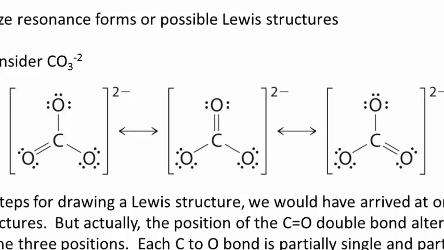And remember, we had to take a non-bonded pair down and convert it to a pi bond in order to satisfy the octet rule for the central carbon. Remember that? We also mentioned at that time that the position of the carbon-oxygen double bond was fleeting. It could be between carbon and any of the three oxygens.